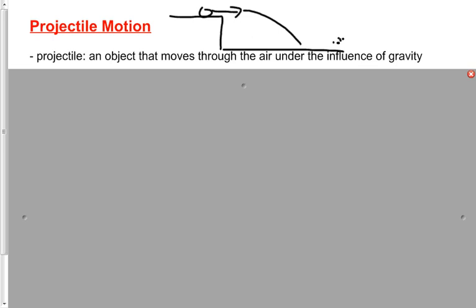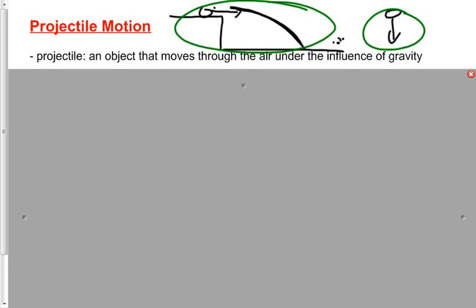What is a projectile, first of all? A projectile is an object that moves through the air under the influence of gravity. So if you drop the bullet straight down, it moves through the air under the influence of just gravity. Technically, it's a projectile. But this bullet does too, the one that's fired straight out and goes down like this. When we talk about projectile motion, even though technically both of these are projectiles, this is the one that we're really thinking of. The one that follows that parabolic path, that parabola.